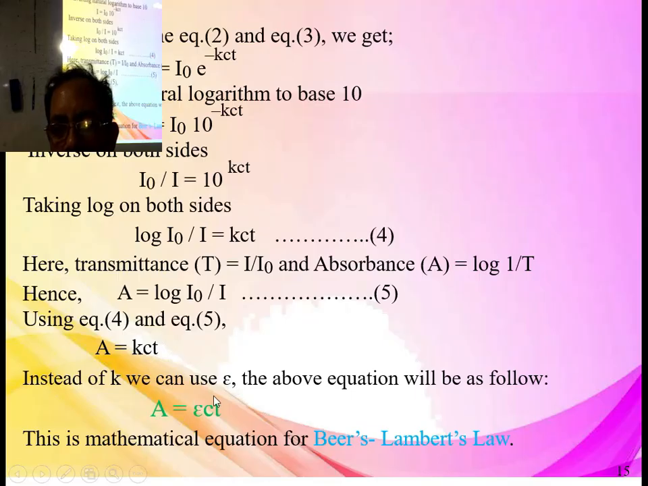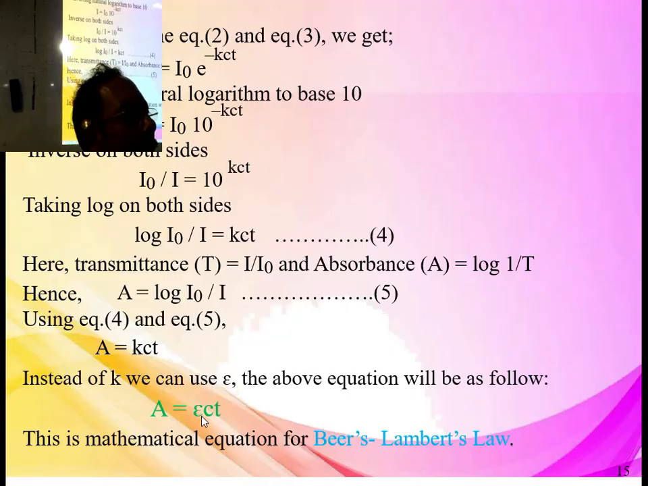Now instead of K, we can use epsilon sometimes. K is a general term actually. Always you use K, that is too general. Now to make it specific, epsilon is used. It depends on solvent. This epsilon value depends on solvent. Suppose you make C equal to 1, you make T equal to 1. Then absorbance equals epsilon. From that you can find out epsilon of a solvent.